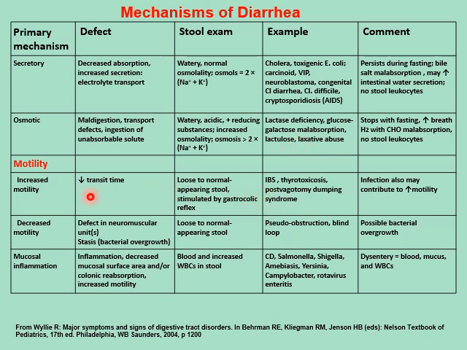Here you see increased motility will lead to decreased transit time and loose to normal appearing stool stimulated by the gastrocolic reflex. In cases of post-vagotomy, dumping, thyrotoxicosis, and irritable bowel syndrome. Infection may also contribute to this and increase motility and decrease the transit time. Decreased motility here is bacterial overgrowth, defect in the neuromuscular unit, and stasis. Loose to normal appearing stool, and pseudo-obstruction, blind loop.